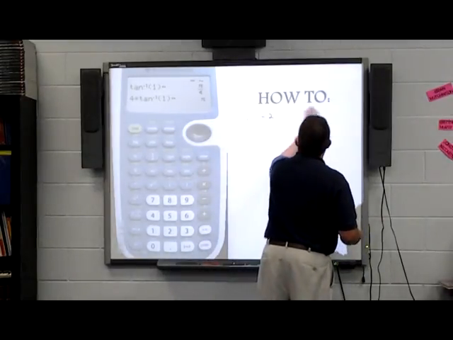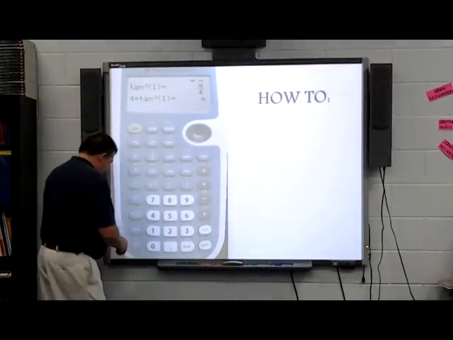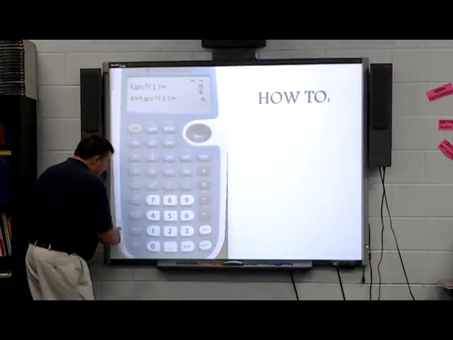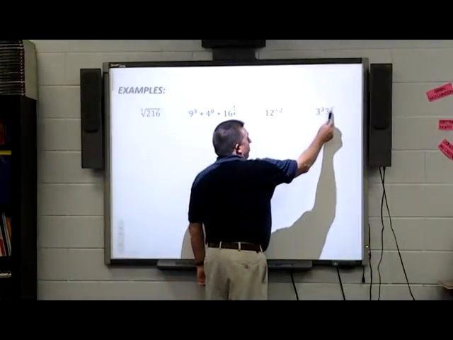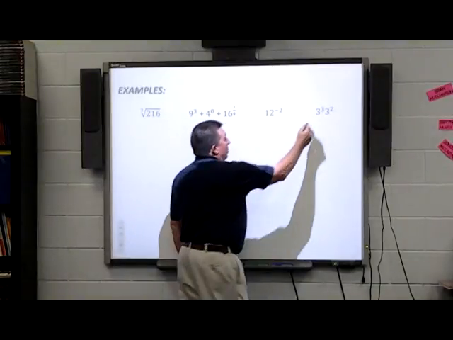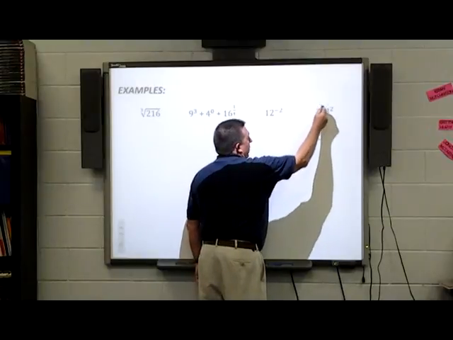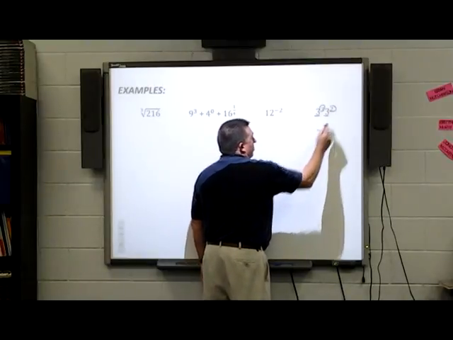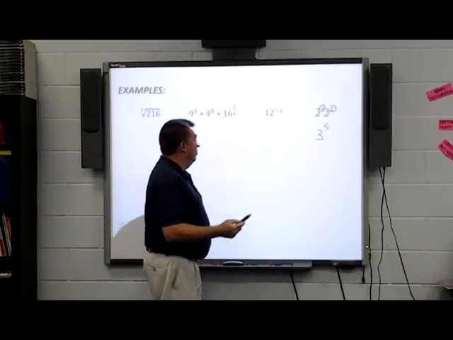And then the last problem in that set of examples is 3 to the 3rd power times 3 to the 2nd power. If you remember that law of exponents, when we have the same base, we keep the base the same and all we do is add the exponents. So this is 3 to the 5th power, which means I use the 3 5 times.